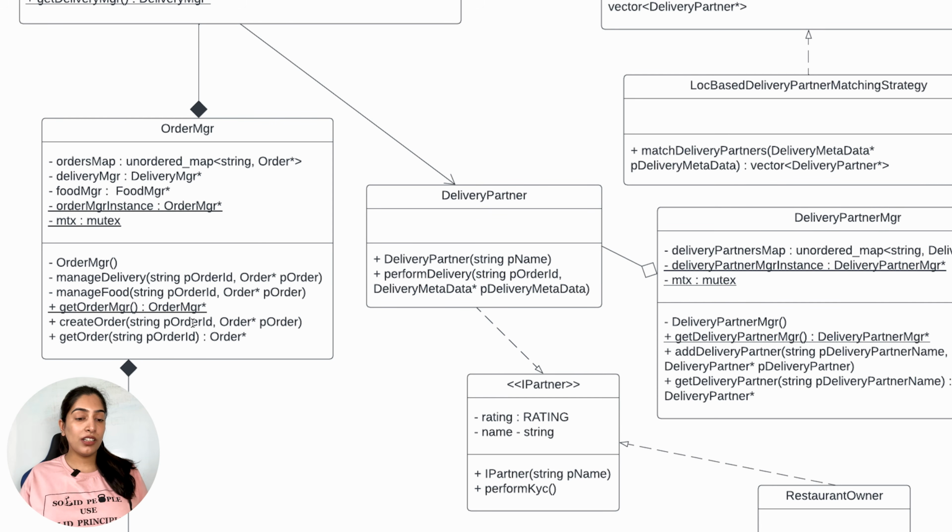I will be talking about the assumptions that I have made and the things that I have not taken care of, because obviously it is not possible to design the entire Swiggy or Zomato in a 1 hour video, or in an interview for that matter. Here you can see there's an orders map, basically corresponding to an order ID, what the order is. Because I've coded in C++, you can see that I've used pointers. But depending on your language, you could just use the objects. That's completely fine. Here you can see there are 2 managers, delivery manager and food manager.